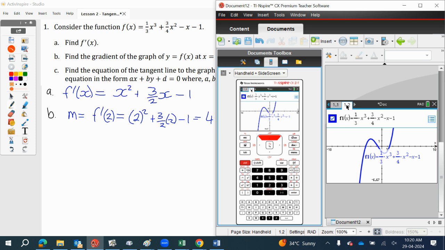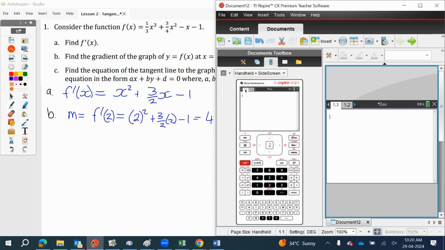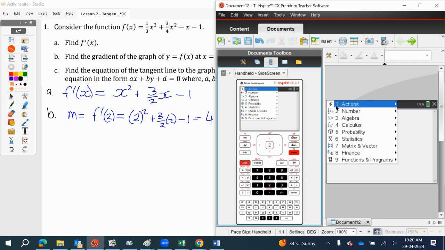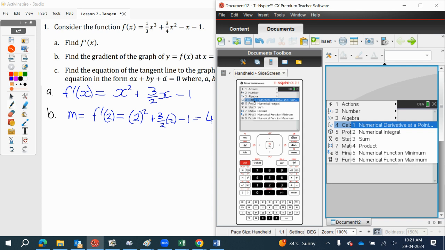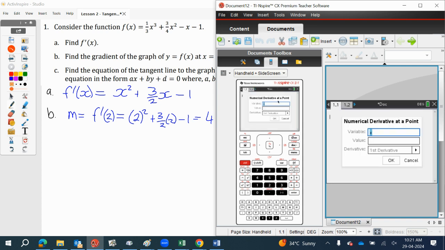Are we ready? Anyone not? Okay. So then move over to your calculator page, or add a calculator page if we don't have one. Press menu. Choose number 4, calculus. And on the calculator page, look for numerical derivative at a point. For most of us, it's number 1.